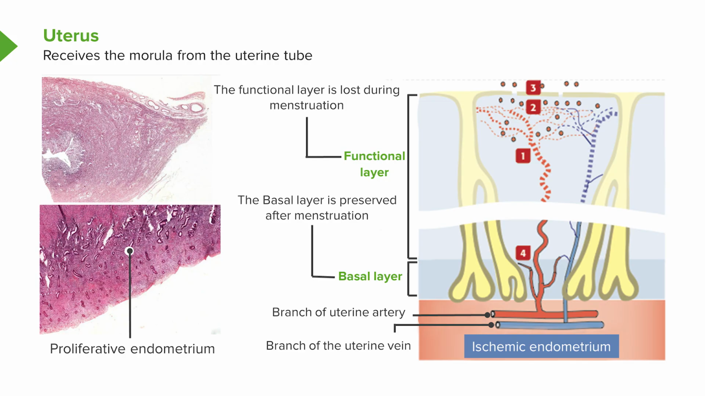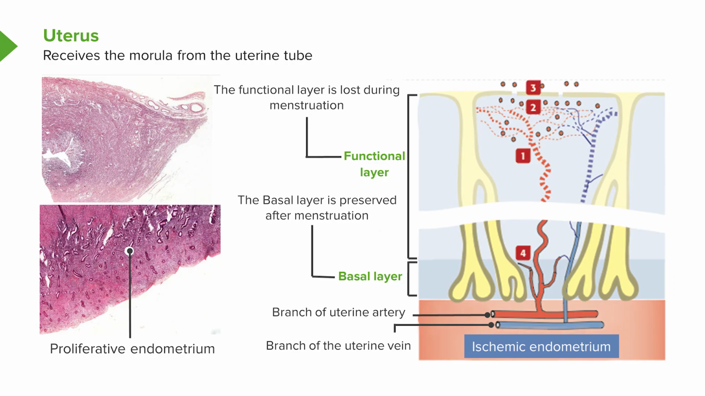What you're looking at here is the basal layer. It's shown on the diagram on the right-hand side. That basal layer, as I explained earlier, remains after menstruation. And what happens is that if you look at the diagram, you can see there is a division, a white line going through, meaning that the top part, the functional part, is lost during menstruation.